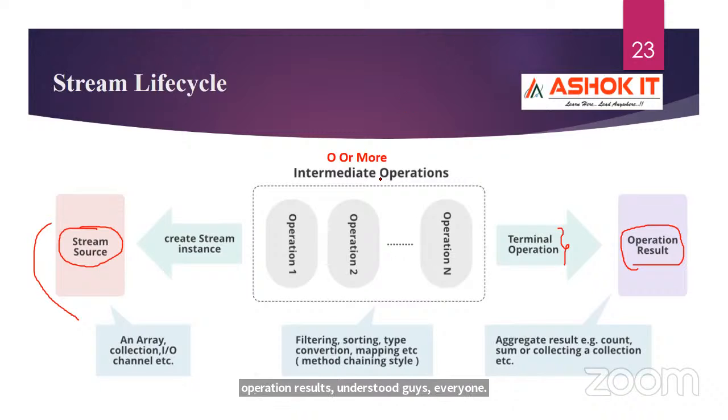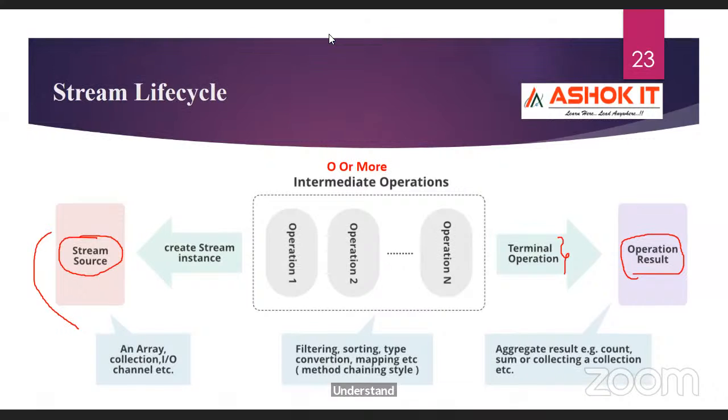Yes, sir. Zero or more. Once you have the stream object, you can execute the terminal operation straight away, even without an intermediate operation. So an intermediate operation is not at all mandatory. It purely depends upon your business, whether you want to perform any filter operation, sort operation, or transformation operation. Understand? Clear?